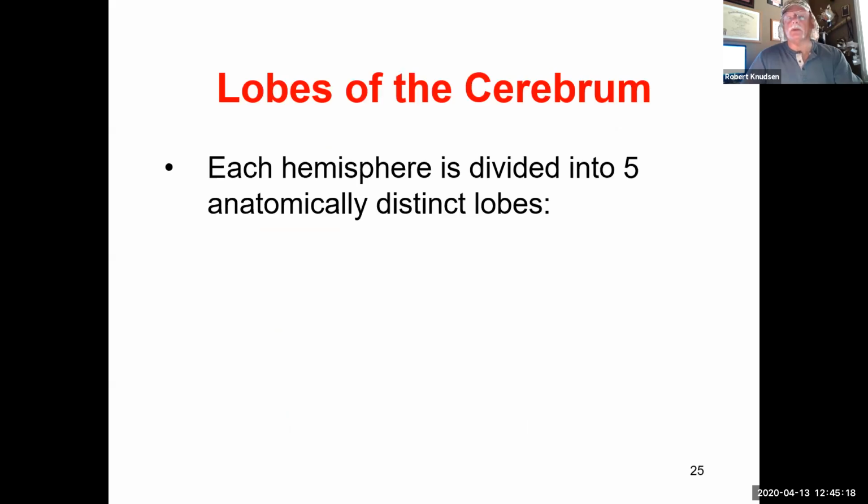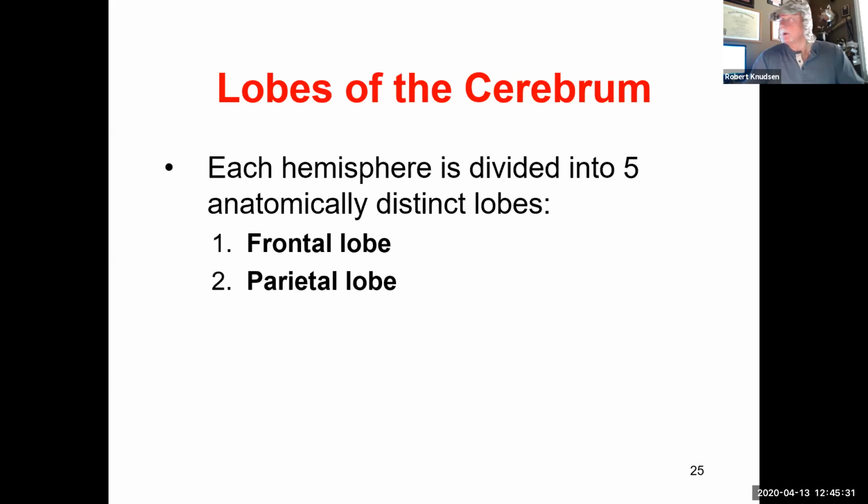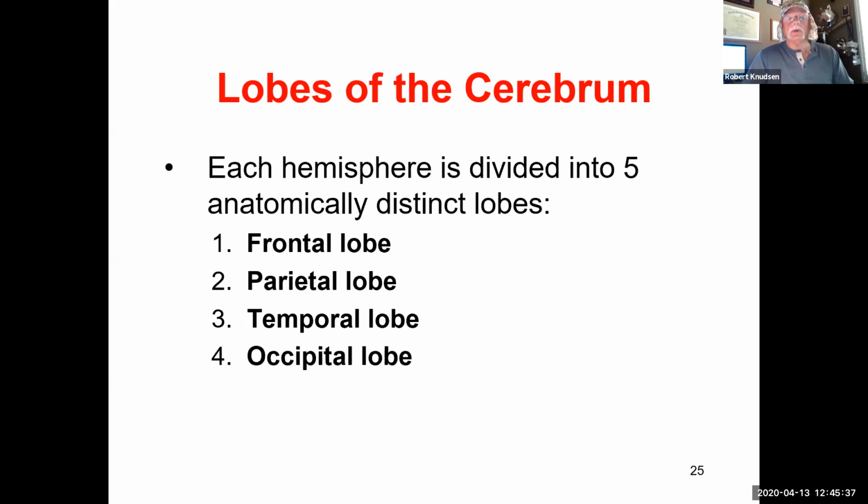Each hemisphere is divided into 5 distinct lobes. You thought there was 4. Okay, so what are they? I just told you what they were. Frontal lobe, parietal lobe, temporal lobe, occipital lobe. Let's hold it right there.